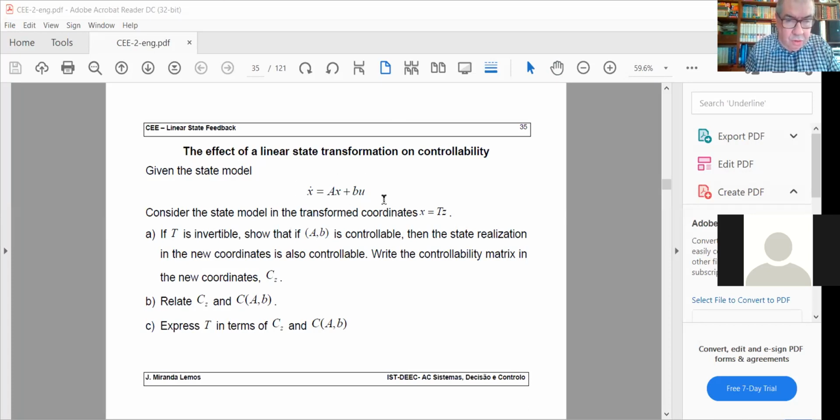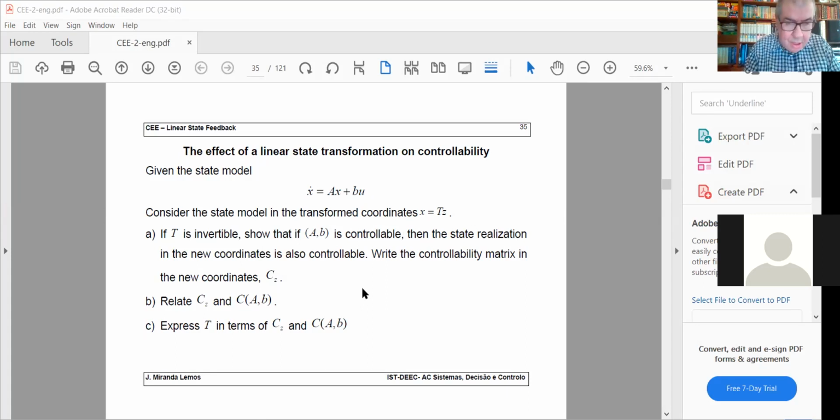if you have a linear system with a state realization x dot equal to Ax plus Bu, and then you do a change of coordinates, you can compute the controllability matrix in the new set of coordinates, and you can show in this way that in the new set of coordinates, the realization is still controllable.